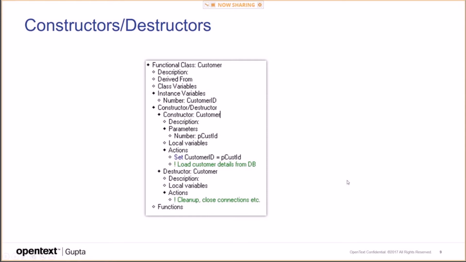So here's a little screenshot. You have a constructor customer here, which has a parameter, a number parameter that needs to be passed in. And you also have a default constructor here that has no parameters.